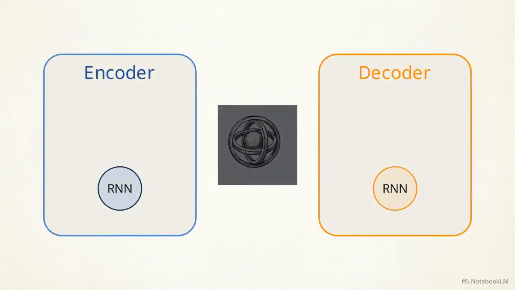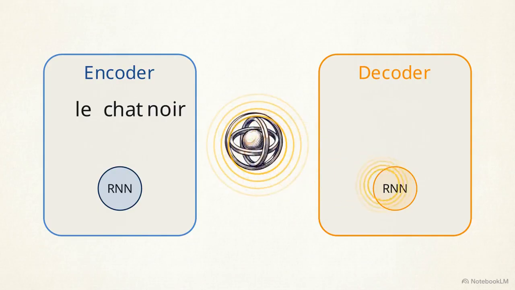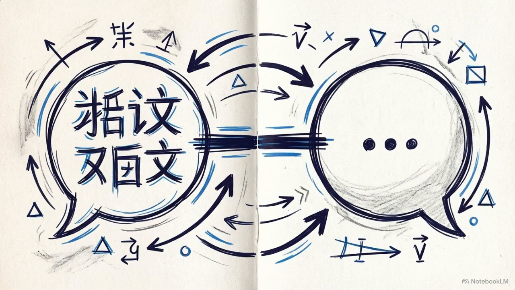Translation software uses a specific version of this architecture, called an encoder-decoder model. One RNN reads a sentence in French to build a master set of notes. Then it hands those notes over to a second RNN, which uses them to write out the same meaning in English. Whether it is translating languages or predicting your text messages, the underlying principle is the same.